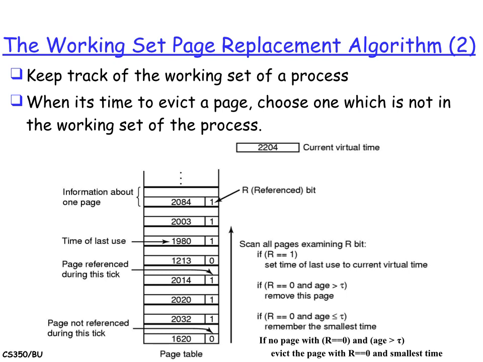If R is 0, which means that the page was not accessed during the last tick, and the age of the page is greater than a certain threshold, so we set a threshold tau. This threshold could be any value that the operating system designer thinks is useful. So if the age of the page is greater than a certain value, then we remove this page from the system. We evict the page. If the reference bit was 0 but the age is less than the threshold, then we remember the smallest age for the page, and we remember the page itself.